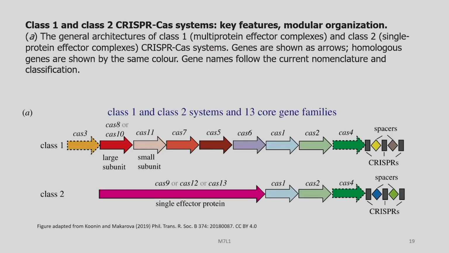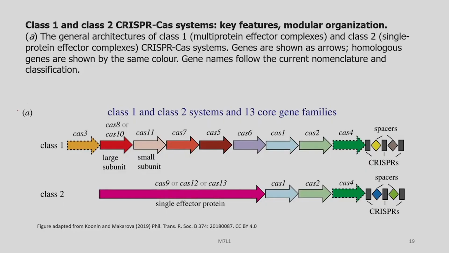Let us look into the class 1 and class 2 CRISPR systems a little bit closely. What are the key features and the modularity of their organization? So, you can see here in figure A the general architectures of class 1, which has multi-protein effector complexes, and class 2, which has single protein effector complexes.